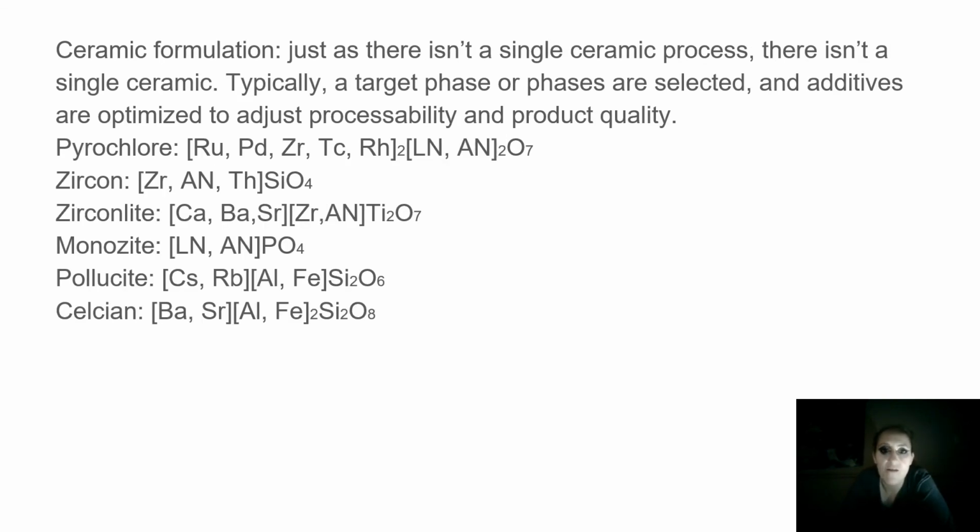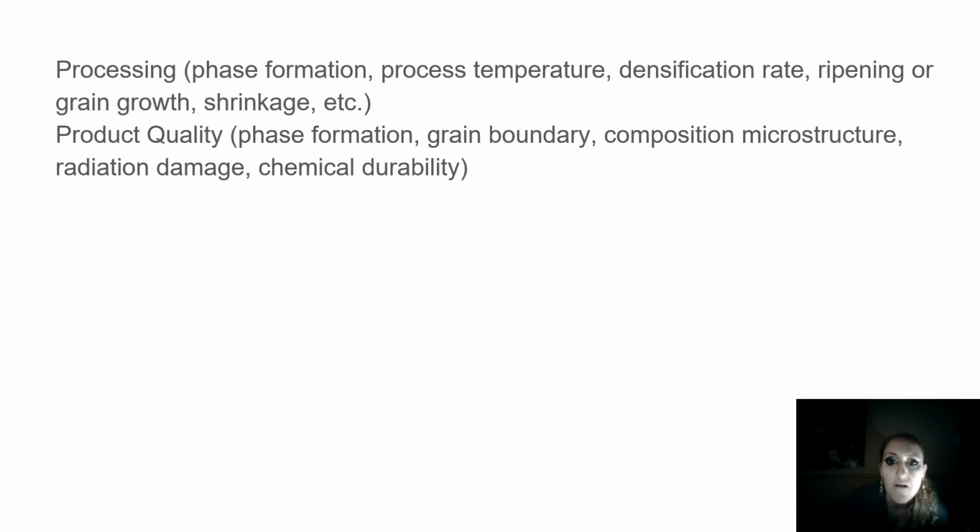Ceramic formulation. Just as there isn't a single ceramic process, there isn't a single ceramic. Typically, a target phase or phases are selected and additives are optimized to adjust processability and product quality. There are pyrochlore, zircon, zirconolite, monazite, pollucite, and celsian. Processing: phase formation, process temperature, densification rate, ripening or grain growth, shrinkage, etc. Product quality: phase formation, grain boundary, composition, microstructure, radiation damage, chemical durability.